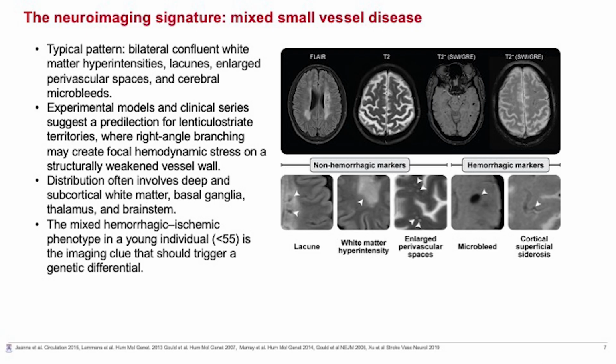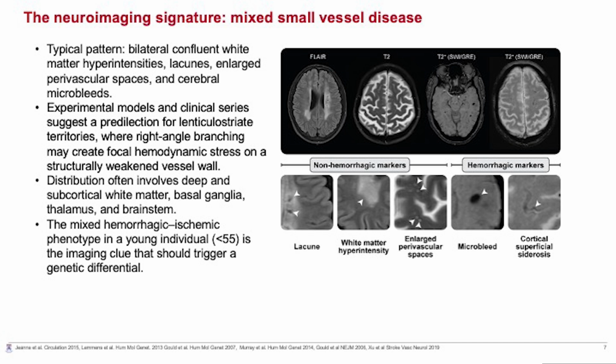If you look at the third one from the left on the top image there, the T2 SWI-GRE, you can see some of those black holes. Those are signs of bleeding. They've been enlarged at the bottom to show exactly what those things look like when you zoom in on them. Experimental models and clinical series suggest a predilection for lenticulostriate territory.